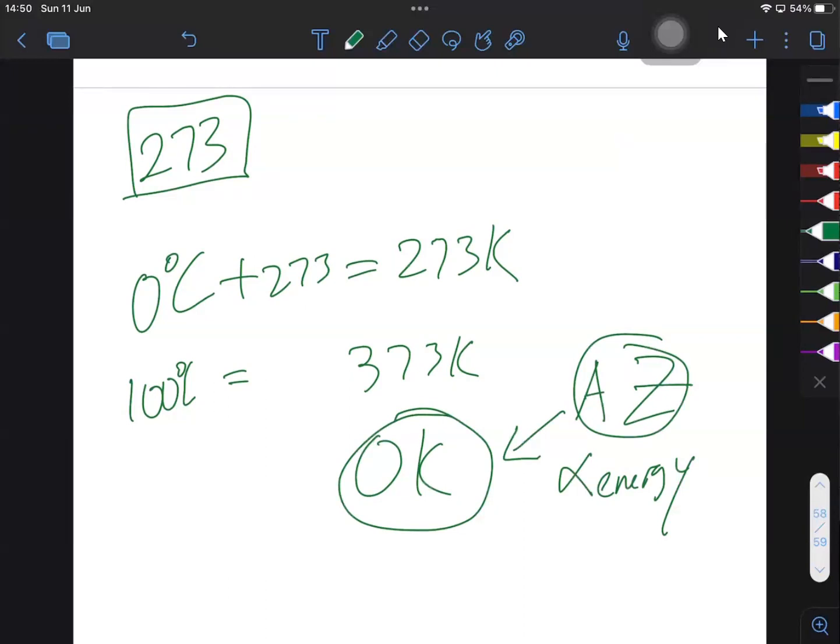Negative Kelvin? Oh, negative degree Celsius depends. So let's say for example, negative 100 degrees Celsius will be 173 Kelvin. Right. So theoretically, you can only go until negative 273 degrees Celsius, which is going to be 0 Kelvin already. Okay. Very good question.